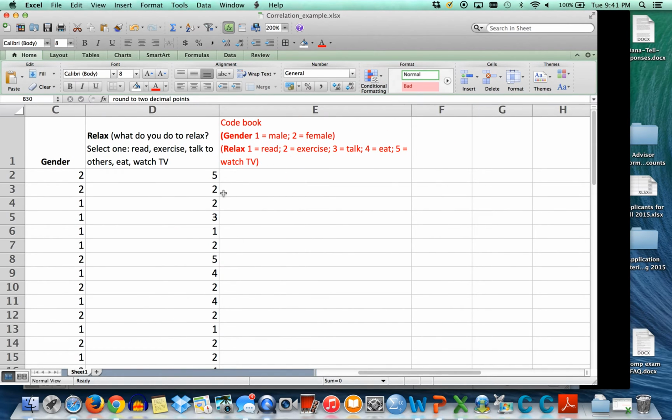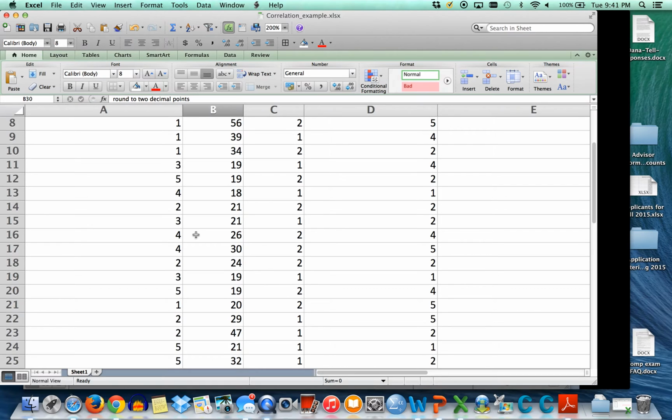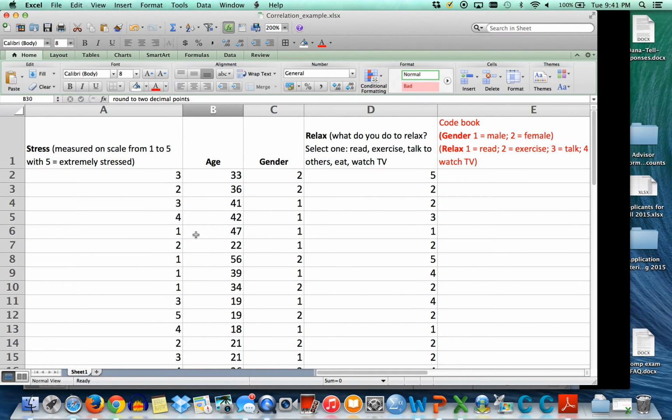You can see the code book is here. And we only need the code book for gender and relax because those two are categorical variables, while stress and age are both continuous variables. You can only calculate a correlation using both continuous variables. You can't use categorical. The reason for that is because it violates a number of statistical assumptions, and because when you have categorical variables, remember you're assigning a numerical value to them. So those numbers actually don't have any meaning. But with continuous variables, the numbers do have meaning.